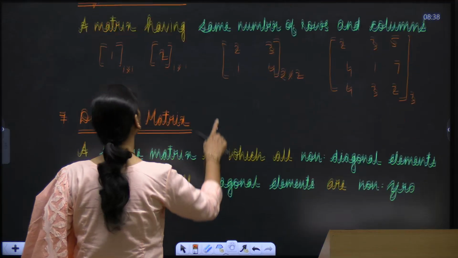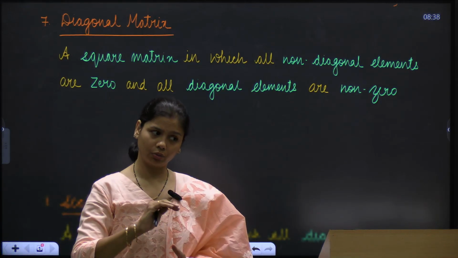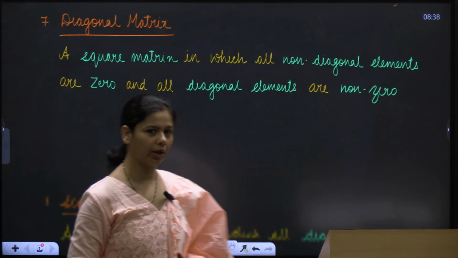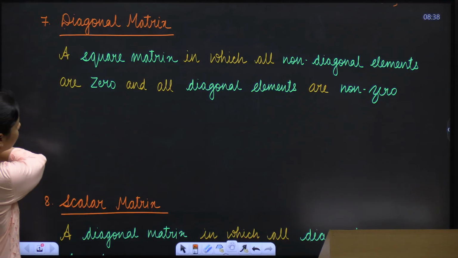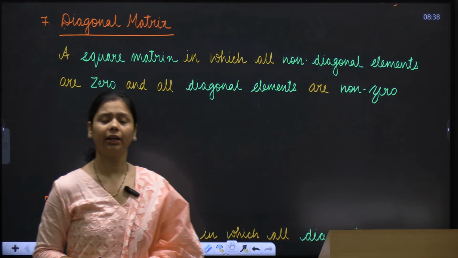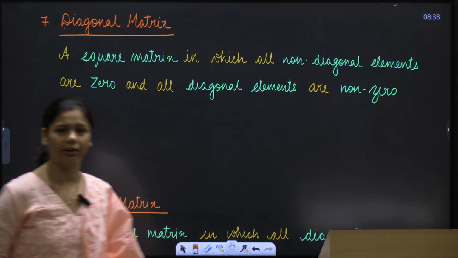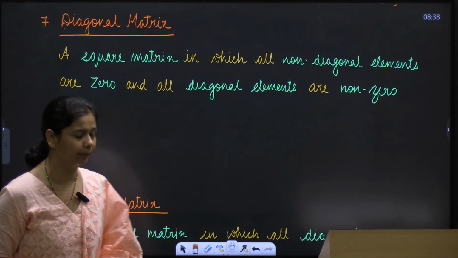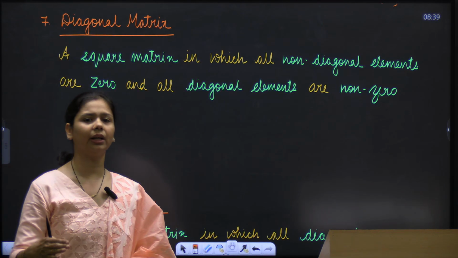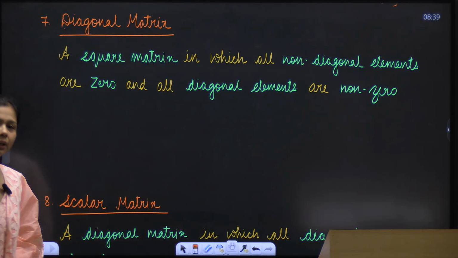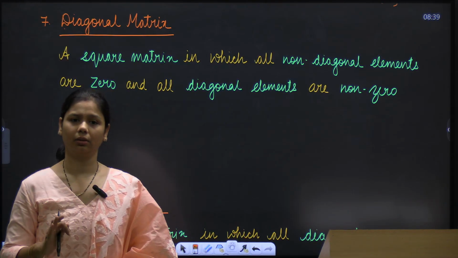Then next, all the types that we are going to study further, all of them will somehow be related to the square matrix or an extension of the square matrix. First one is the diagonal matrix. A square matrix, that is, a matrix with the same number of rows and columns, in which all non-diagonal elements are 0 and all diagonal elements have some value, is called a diagonal matrix.